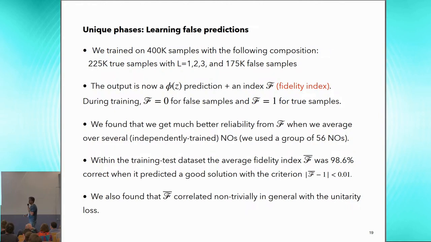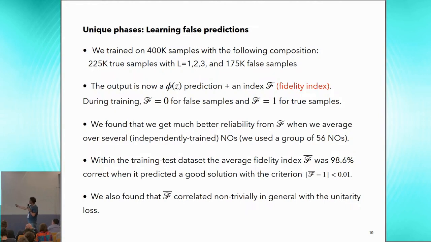Within the training data set, we also noticed the following thing. What we mostly care about is how reliably the neural operator predicts that the solution exists. So this will happen when f bar, this fidelity index, is very close to 1. So let's say f bar between 0.99 and 1.01. Okay? It's very close to 1, so it's supposed to be predicting that it's a good solution. So in the test sample, how many times was this correct? How many times was it predicting a correct solution? It was actually a correct solution. The answer was 98.6% of the time.